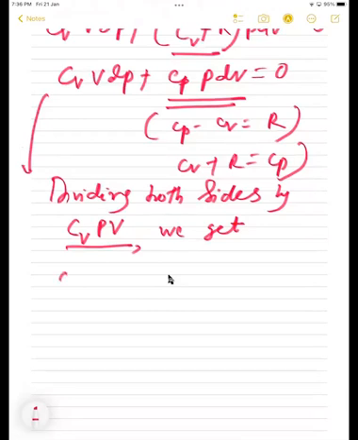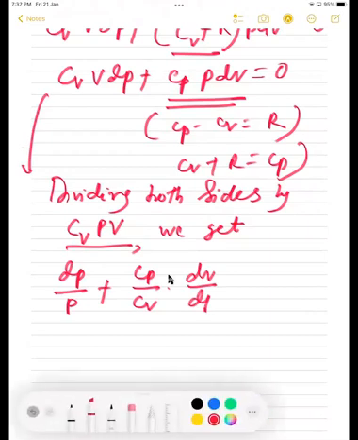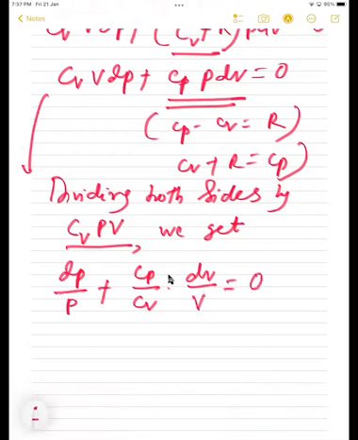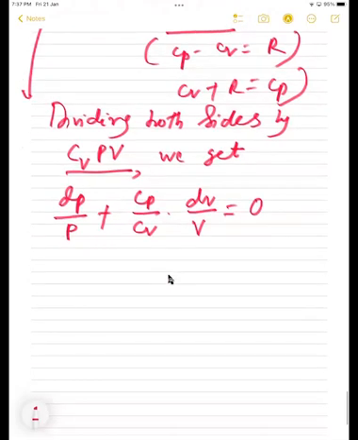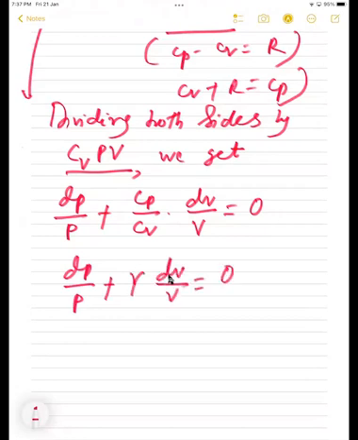Cp and V will be cancelled, so that will be dP by P plus here Cp by Cv into dV by V, right? P cancels, right? Yes or no, students? See the derivation carefully. And here you can see we finally got dP by P plus Cp by Cv, which is gamma, a constant, dV by V is equal to 0.